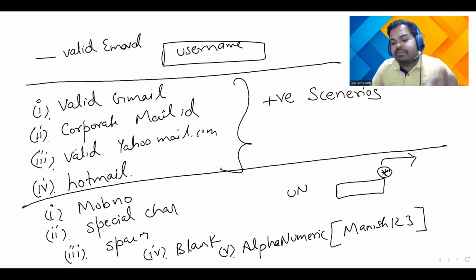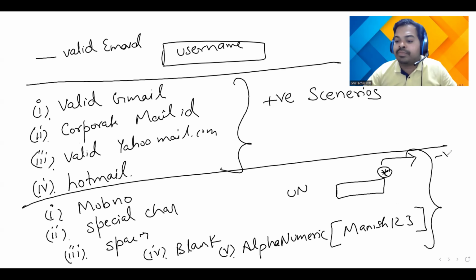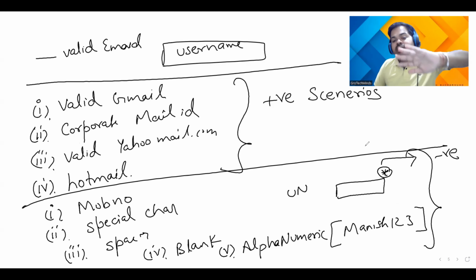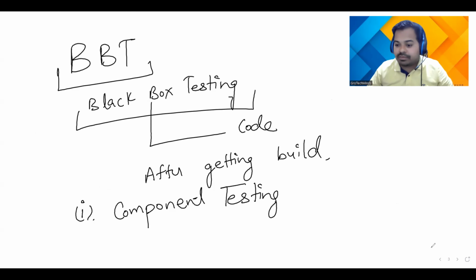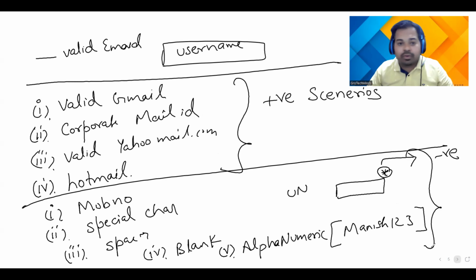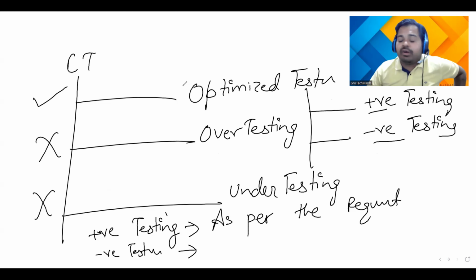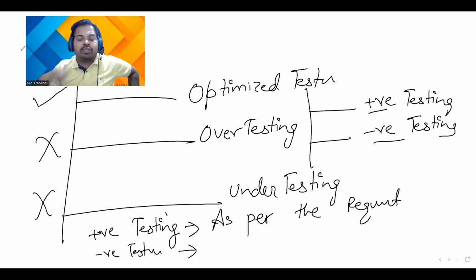Guys, I have tested my given component with the positive scenarios, and I have also tested my component with some negative scenarios. When you are testing a single component with the help of positive scenarios and negative scenarios, that means you have done what kind of testing in component testing? You have done optimized testing, right? So you have done optimized testing. Optimized testing is one of the types of component testing you have, which says that whenever you're testing any application, make sure you're doing both positive testing as well as negative testing.